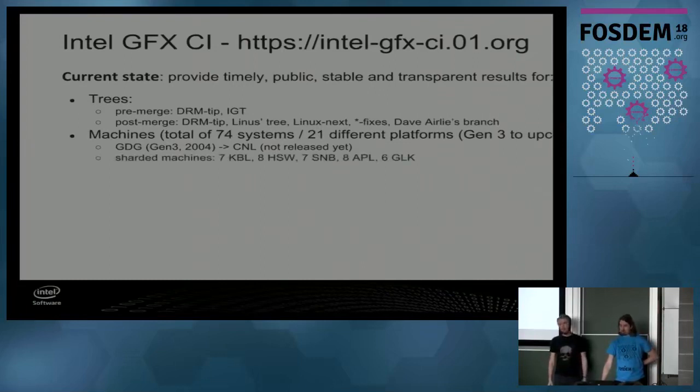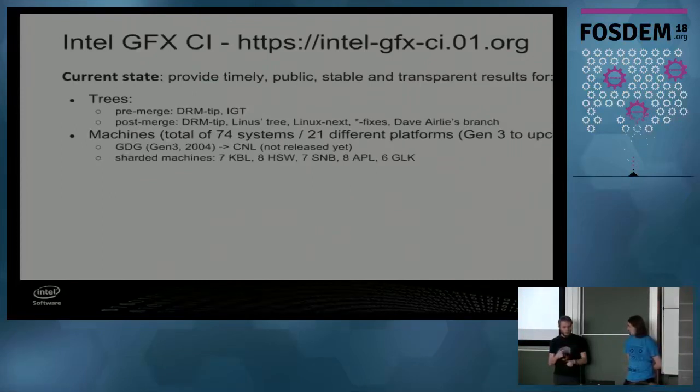Okay, so we also have sharded machines. As you can see in the previous slide, we have quite a lot of tests, and they take a lot of time. If you ran them on a single host, it would take multiple hours. So we came up with a solution of sharded machines. Those are identical machines in 7 or 8 copies, 6 for Gemini Lake, and we split the workload among them. So you can get the full IGT run, excluding gem concurrent, in about 40-50 minutes if there's no queue. That helps us with delivering timely results.